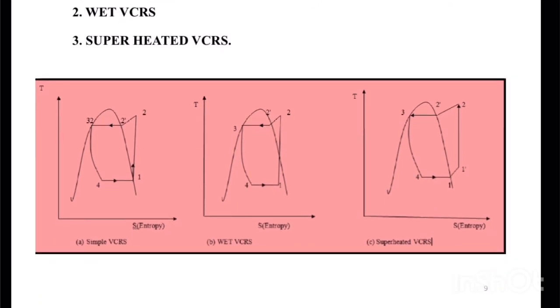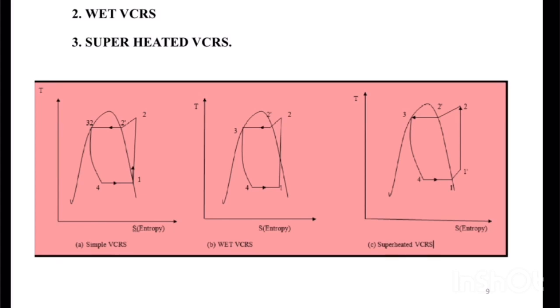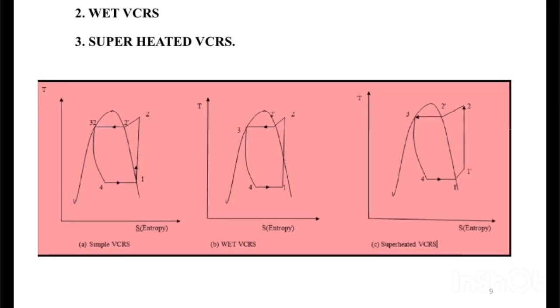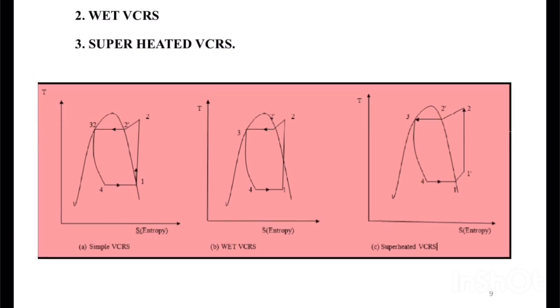In the second diagram, you can see point 1, the inlet of the compressor, starts in between the curve, in the wet region. So this second diagram represents the wet VCRS system, because here the inlet of the compressor starts from the wet region. So, this is called the wet vapor compression refrigeration system.